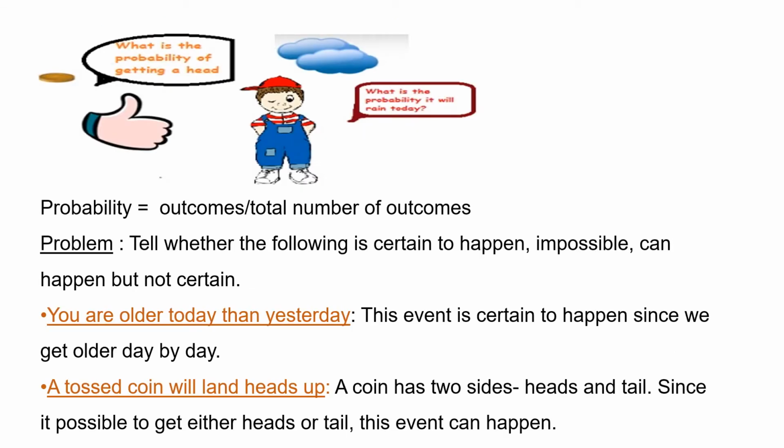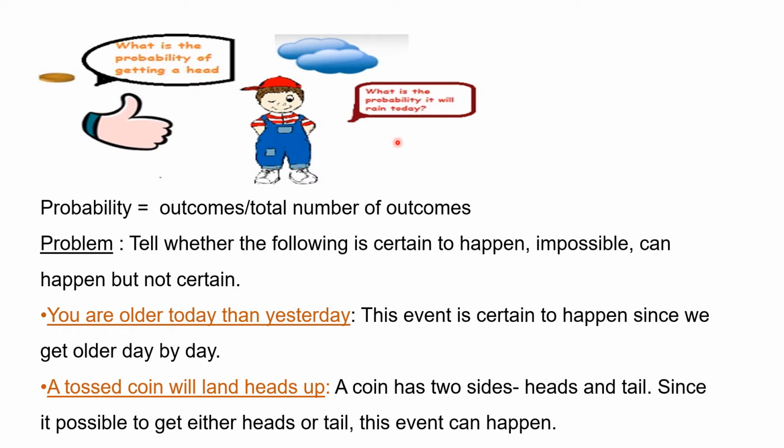Here are two situations. What is the probability of getting a head? When a coin is tossed, there are two outcomes: either you may get head or tail. So what is the probability of getting a head? You may get or may not get, right? And what are the two outcomes? Either head or tail. So the total number of outcomes is 2 and you may get head or tail. That's why the probability of getting a head is 1 by 2 in this example, right?